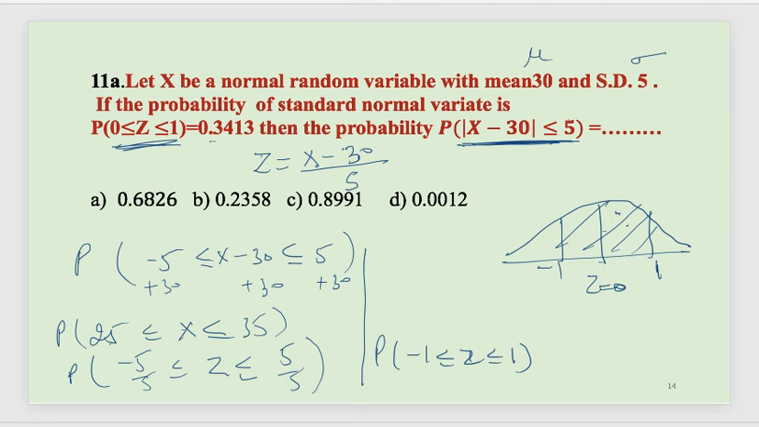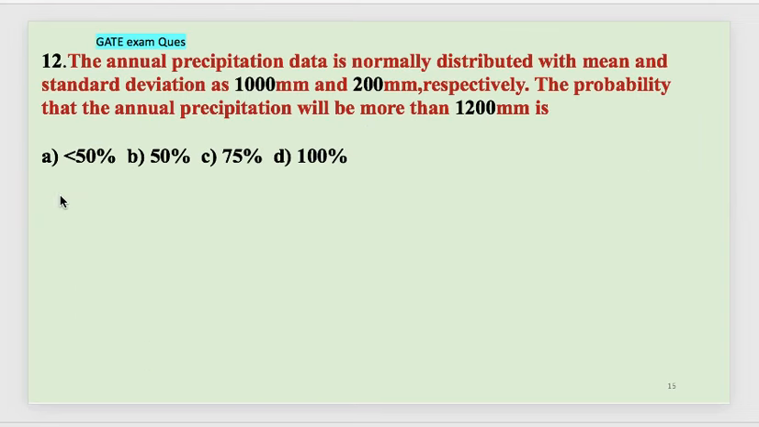So if the 0 to 1 value is given to us as 0.3413, due to symmetry this is also 0.3413. It means we can add them, or you can say the answer is 0.6826, which is option A, the right answer.